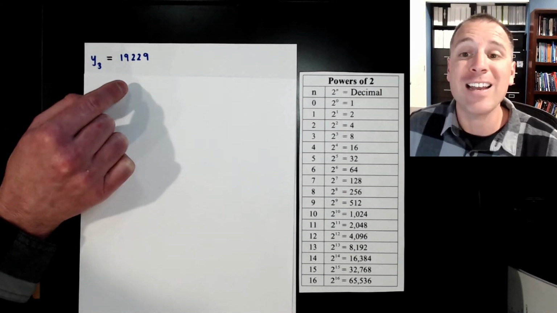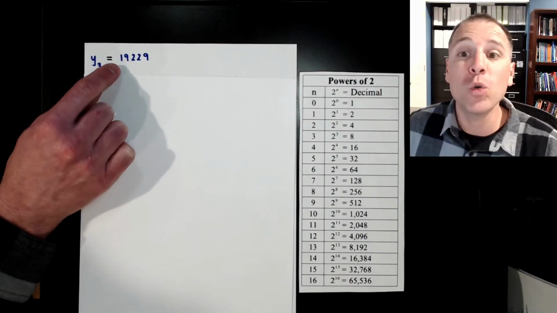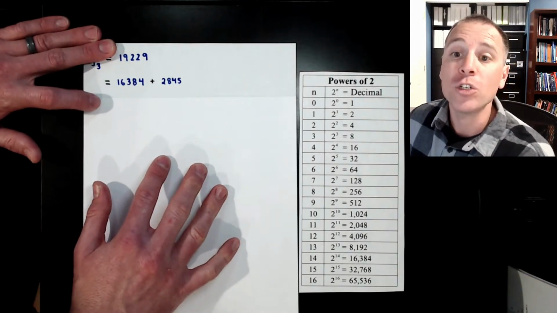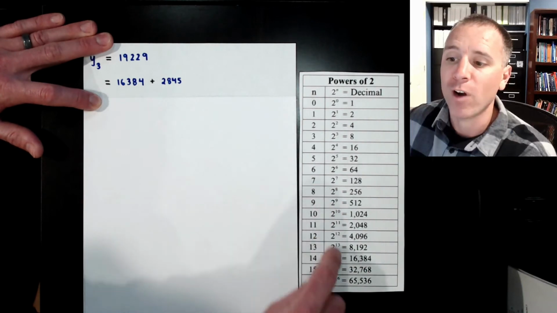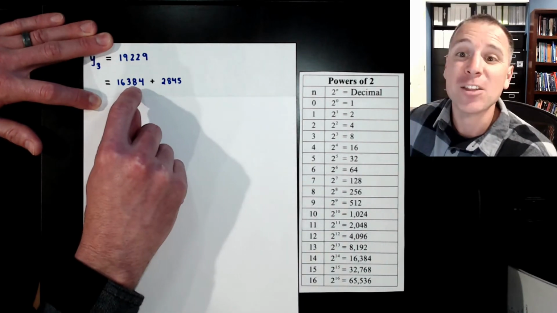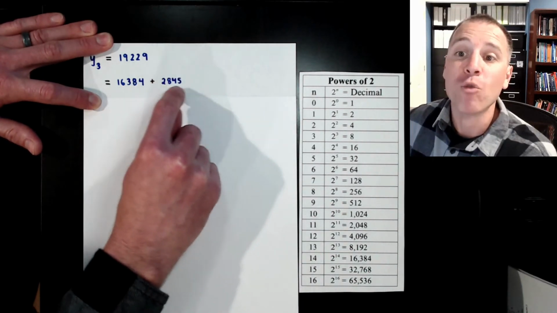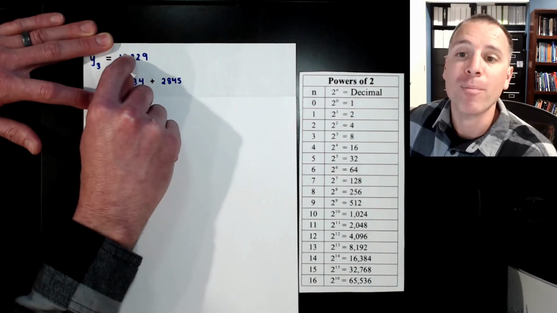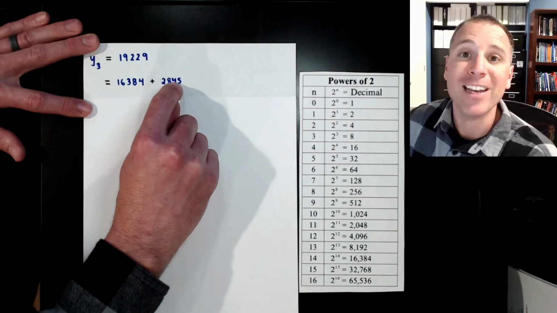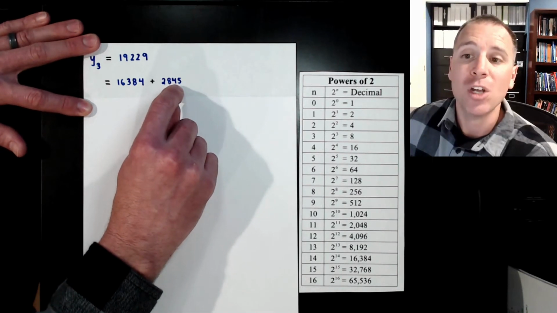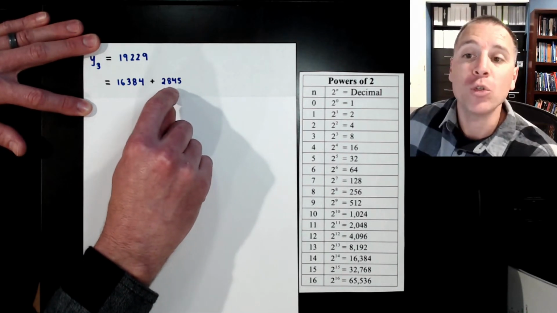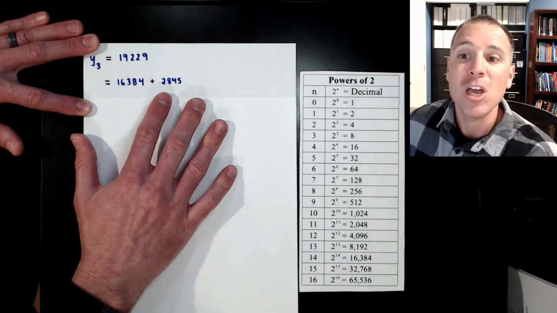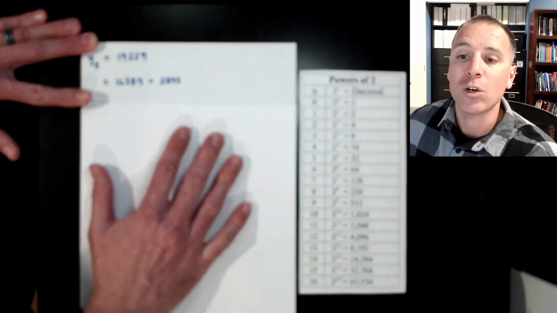Now we want to find the highest power of 2 that is less than our original number. We already know that that's going to be 2 to the 14th, which from our table is 16384. And then there's some remaining information. So I take 16384 away from my original number, and then I have this remaining. I'm going to ask myself the next question. What is the highest power of 2 that is less than that number? I can already tell you that that's going to be 11. So 2 to the 11th is 2048.